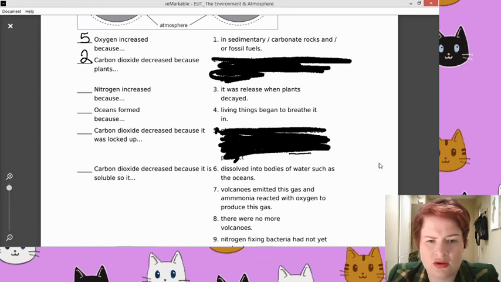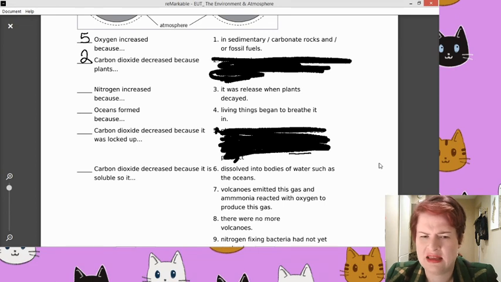It can't be number one because that doesn't make sense. Because in sedimentary carbonate rocks or fossil fuel, like the sentence just doesn't make sense. Nitrogen increased because it was released when plants decay. No. Living things began to breathe it in. No, definitely not. We breathe in oxygen. I mean, we do happen to breathe in nitrogen as well because it's part of the air, but we don't do anything with it. Because dissolved into bodies of, that doesn't make any sense.